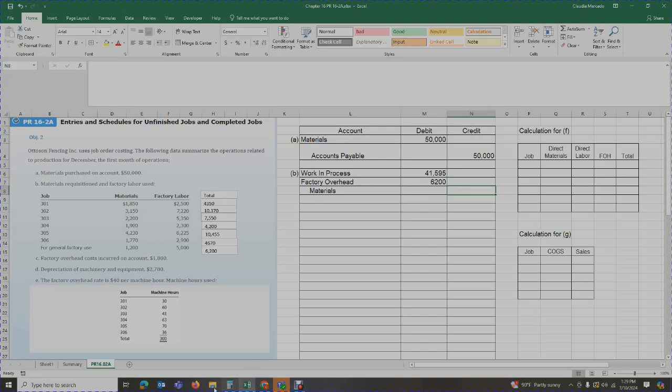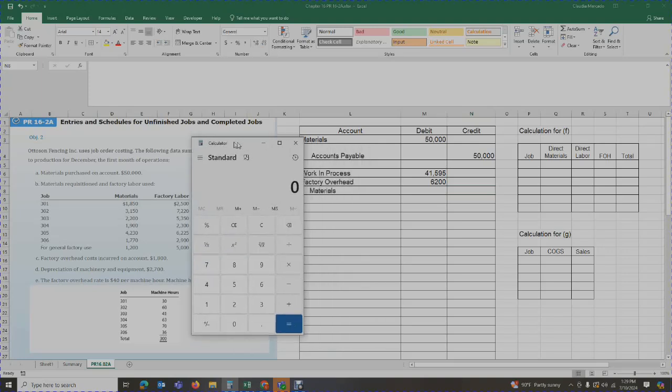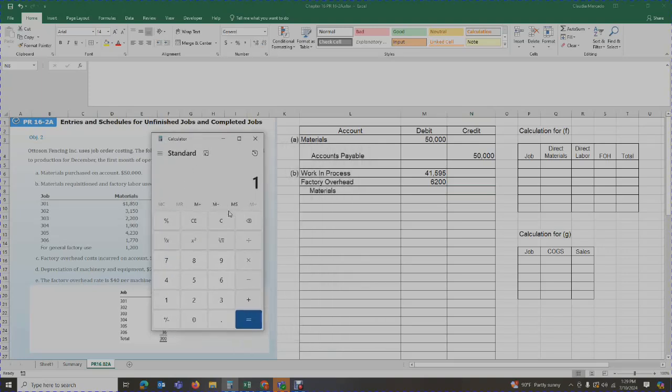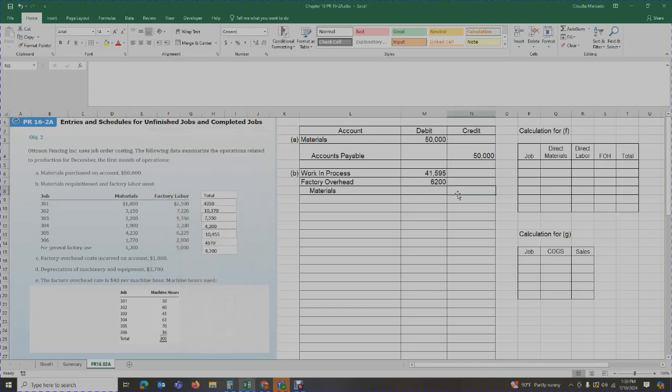So we're going to get our magical calculators out. Don't be afraid to use a calculator. And we're focusing on materials. So we're going to add 1850, 3150, 2200, 1900, 4230, 1770, and 1200. This is all of the materials that have been requisitioned. So you're going to add all of your materials column, and that's going to give you $16,300.